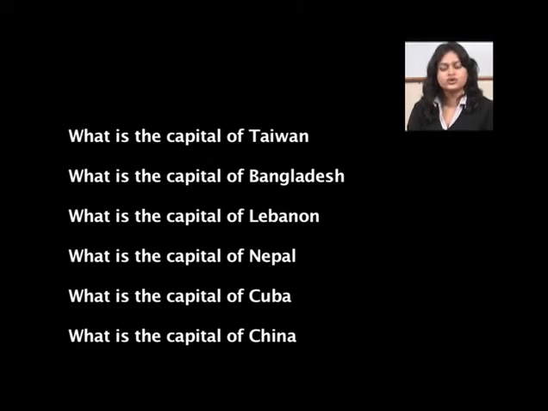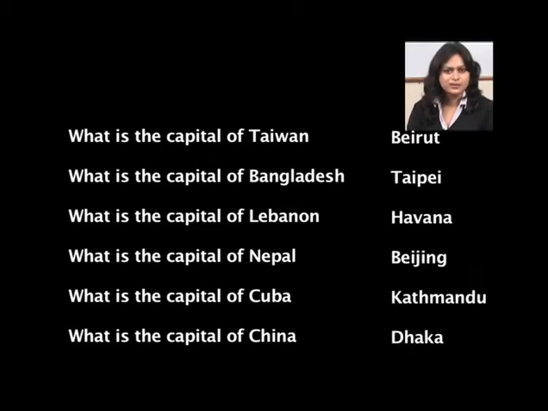Now we'll move to column B. The choices are Beirut, Taipei, Havana, Beijing, Kathmandu, Dhaka. Now let's match the countries with their capitals. Let's look at the answers now.